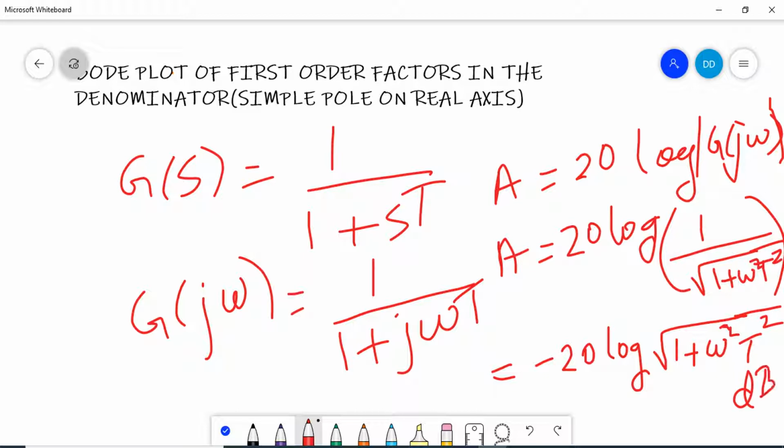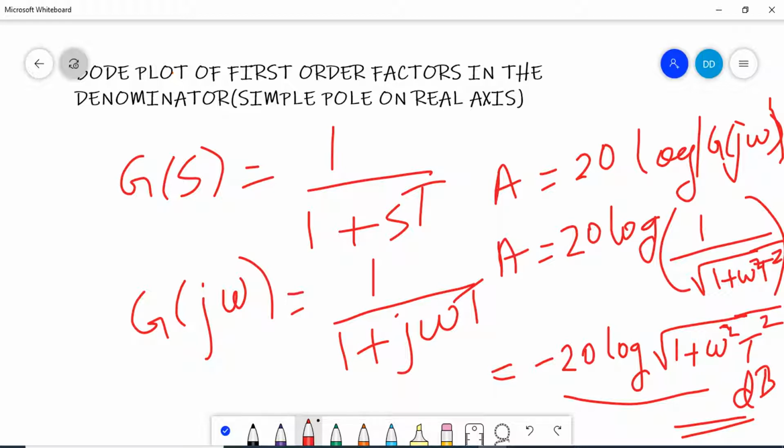Now we have to consider the frequency region, omega varying from 0 to 1k or 10k on the logarithmic scale. So instead of sketching the exact plot using this particular magnitude equation, we can plot the approximate curves in two regions, namely the low frequency region and the high frequency region. First we will consider the low frequency region.